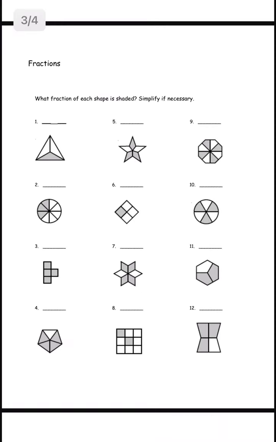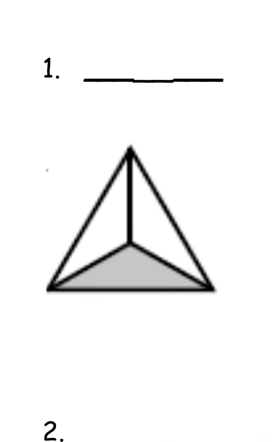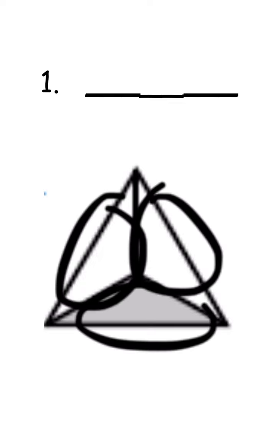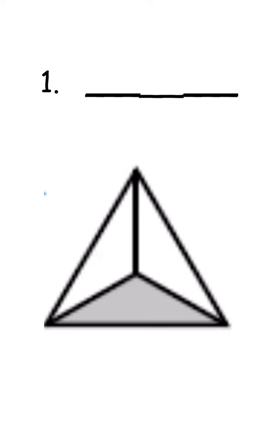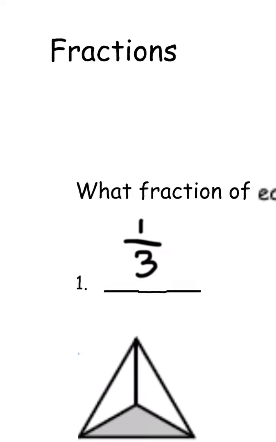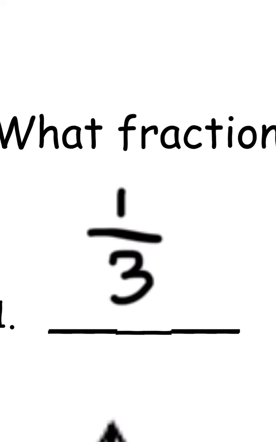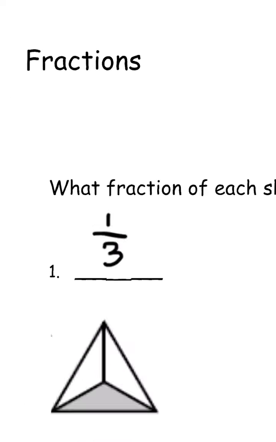For this page, we have fractions. It said what fraction of each shape is shaded. Simplify if necessary. Let's look at number 1. For number 1, there are 1, 2, and 3 parts, and only one part is shaded. So 1 out of 3 parts is shaded. So 1/3 is the answer for number 1.